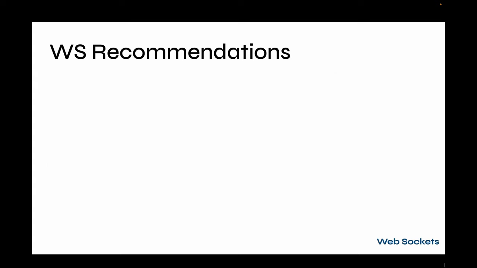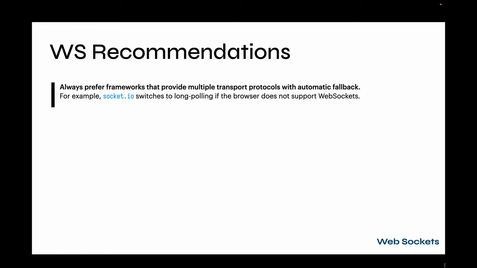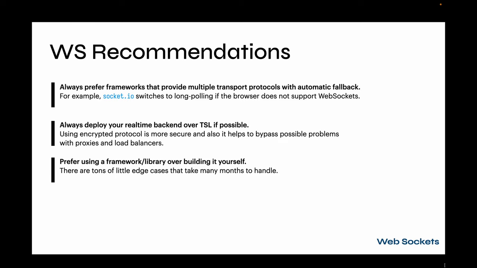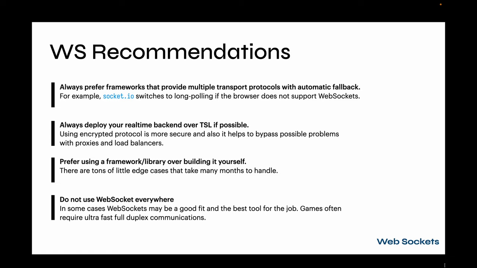If you choose to use WebSockets for real-time communications, consider these recommendations. Use frameworks that offer multiple transport protocols with automatic fallback, such as Socket.IO, which defaults to long polling if WebSockets are unsupported. Always deploy your real-time backend over an encrypted TLS connection, improving security and helping to bypass issues with proxies and load balancers. Prefer using a WebSocket framework or library to handle numerous edge cases. Avoid using WebSockets unconsciously. They are well suited for applications requiring ultra-fast full-duplex communication, like online games, but might not be necessary for every case.